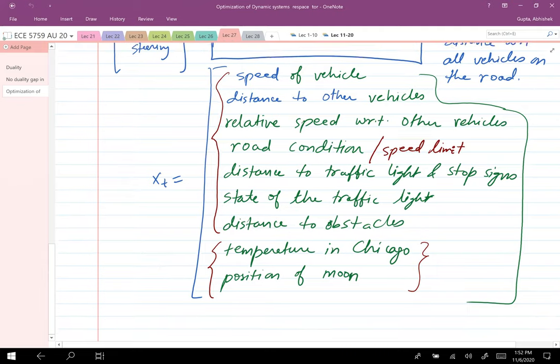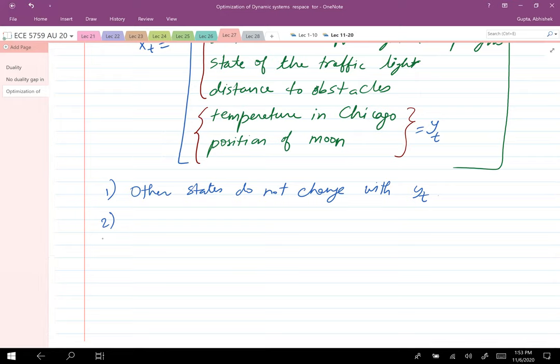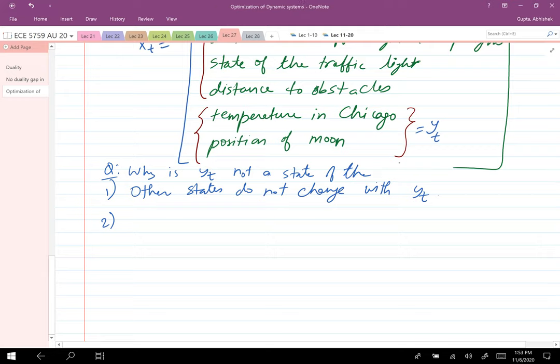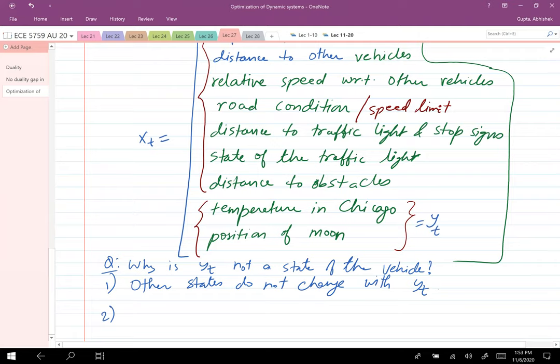Okay, so let's write down. So the first argument is other states do not change with, let me call this YT. So other states do not change with YT. So that's one argument. What's the other argument? The question, let me write the question. The question is, why is YT not a state of the vehicle? So one answer someone said is other states, which is, let's say, the position of the vehicle or speed of the vehicle, are not really affected by changes in YT.